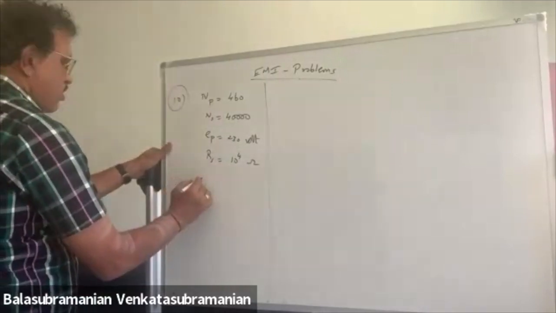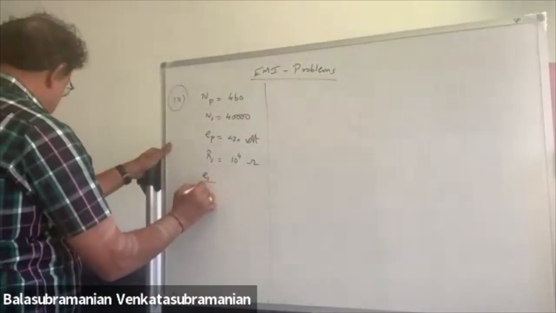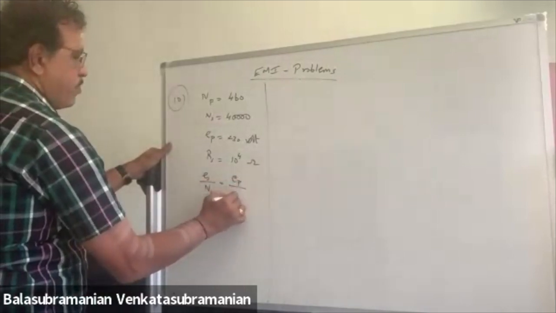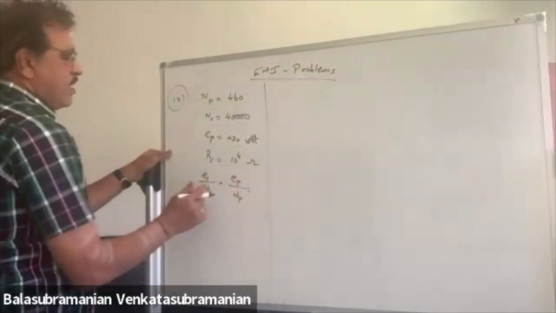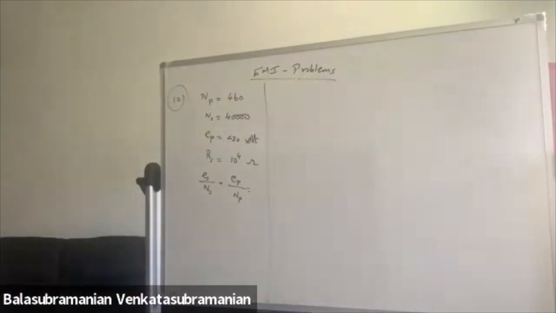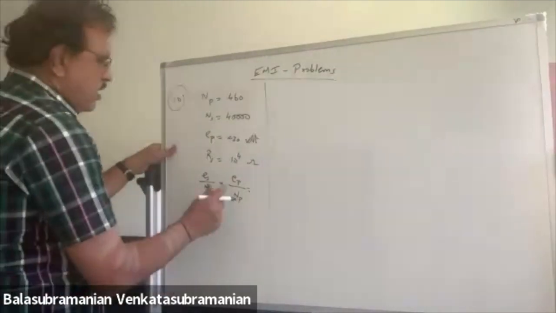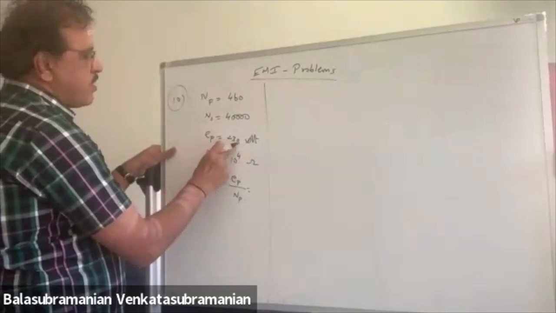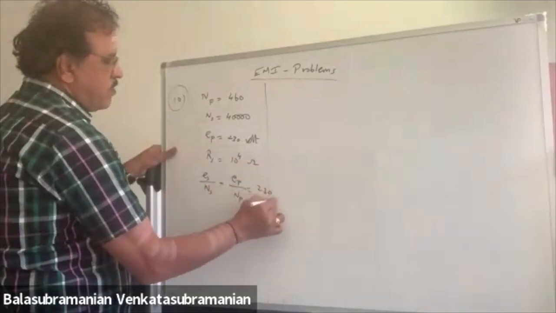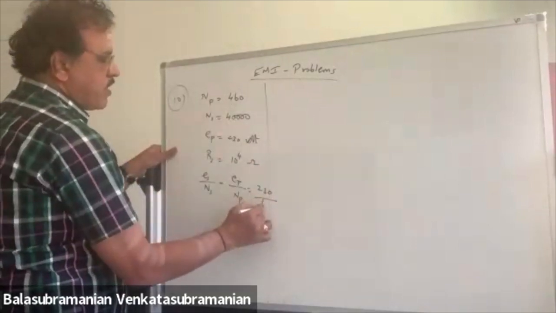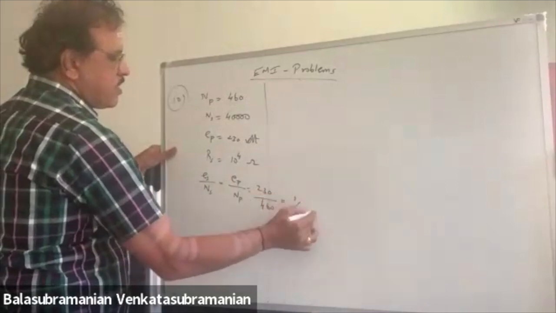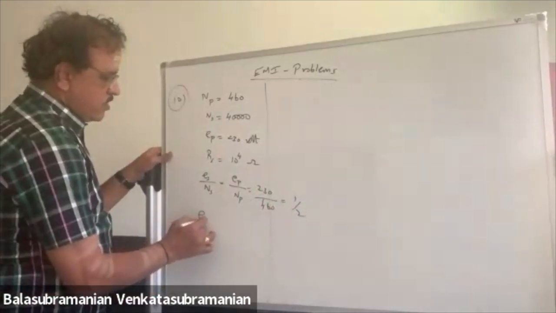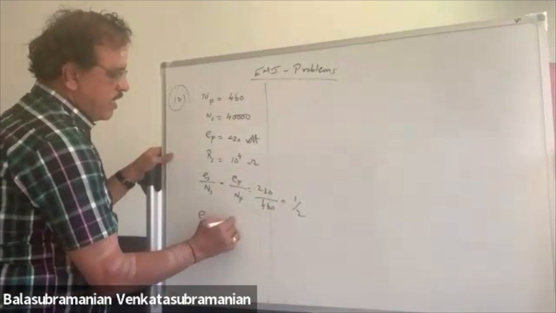ES by NS is equal to EP by NP. EP is nothing but 230. NP is nothing but 460. That is half. So ES is equal to NS by 2.